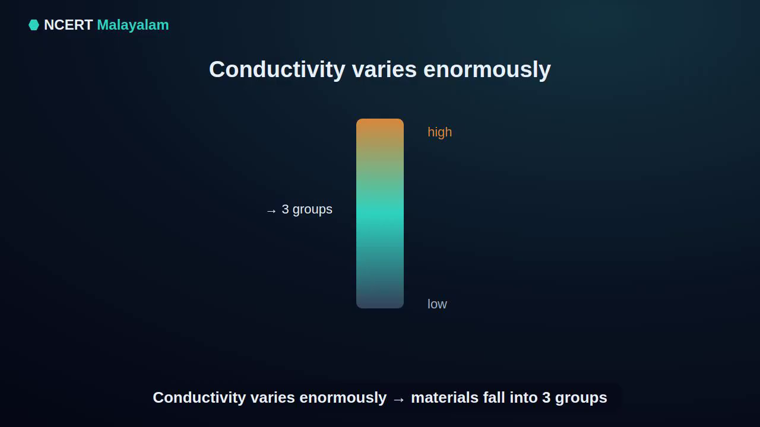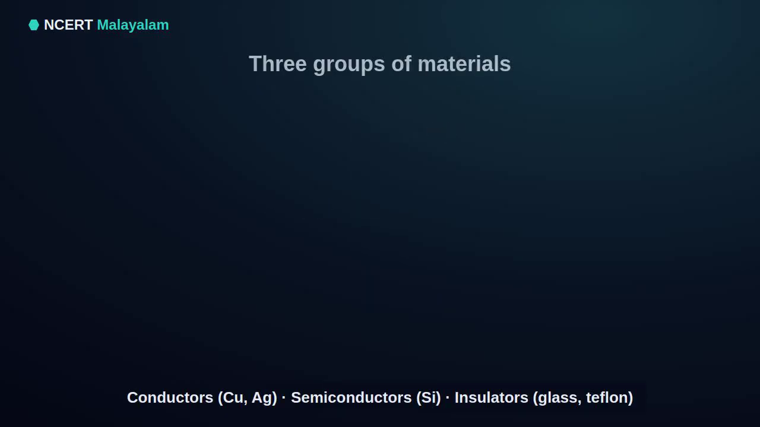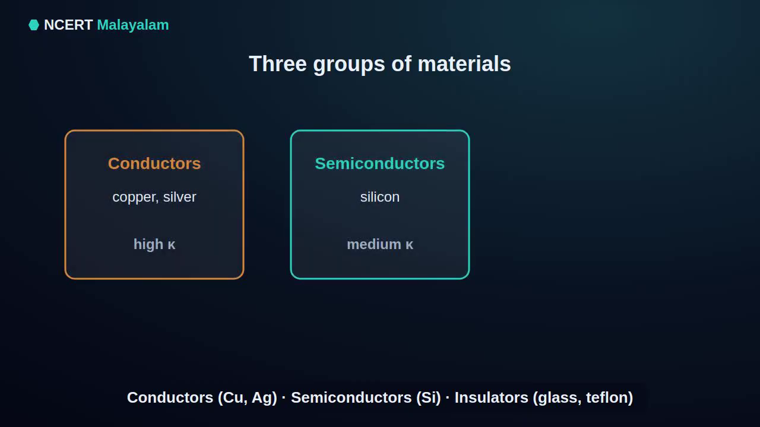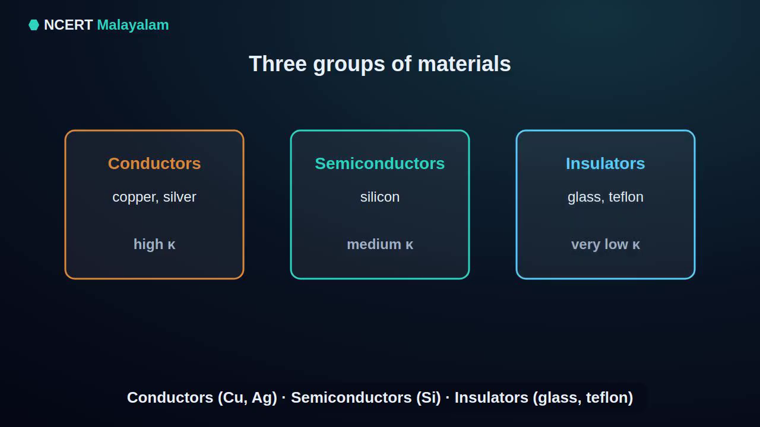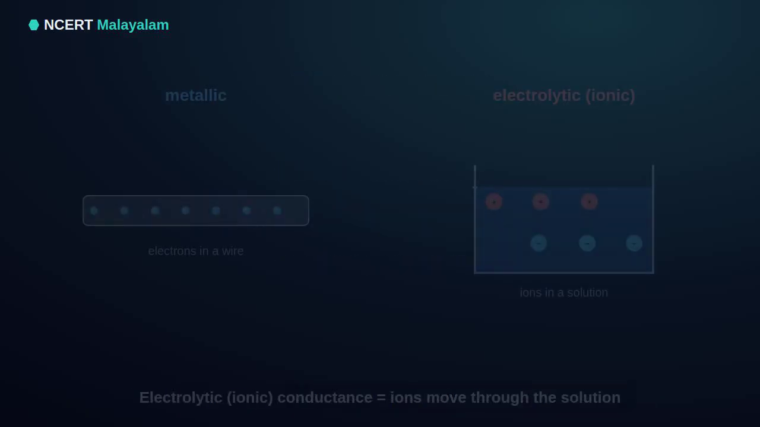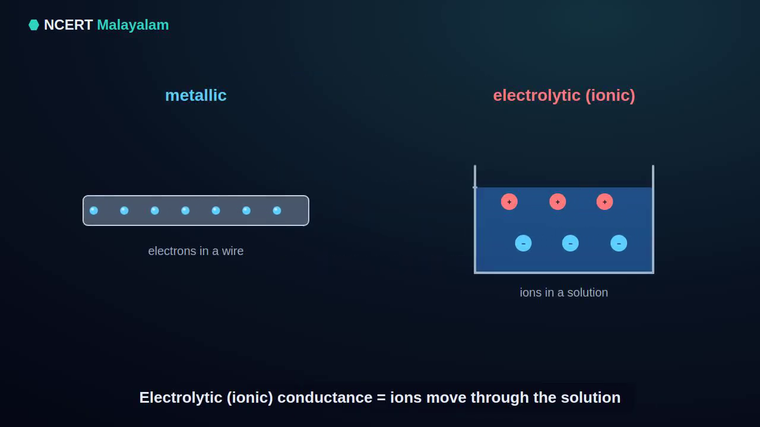Conductivity varies enormously from one material to another. Because of this, materials fall into three groups: conductors like copper and silver, semiconductors like silicon, and insulators like glass and Teflon. There are two kinds of conductance. The first is metallic conductance, where electrons move through the metal and the metal itself stays unchanged. The second is electrolytic or ionic conductance, where the ions move through the solution to carry the current.